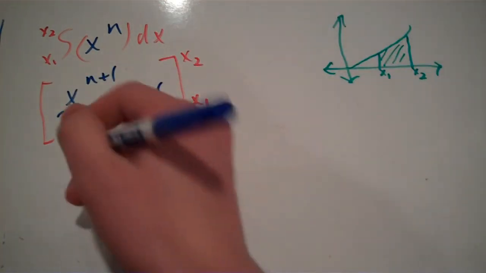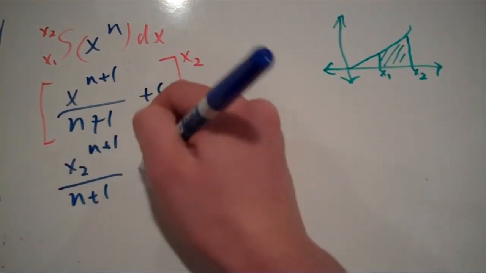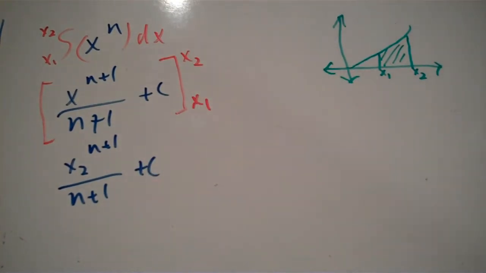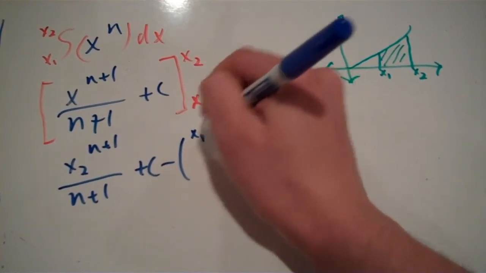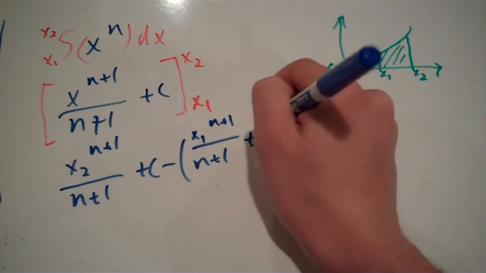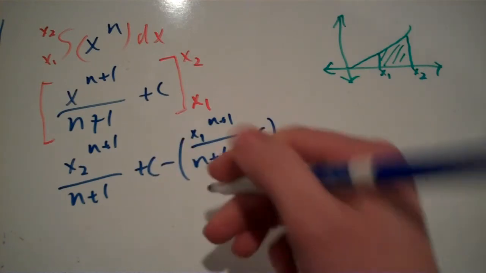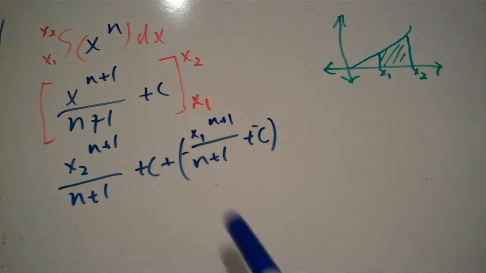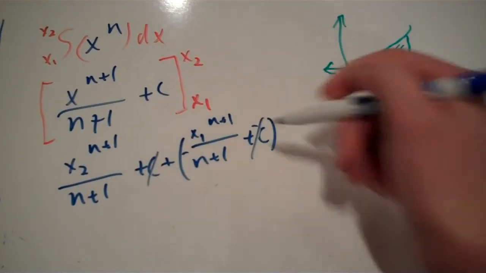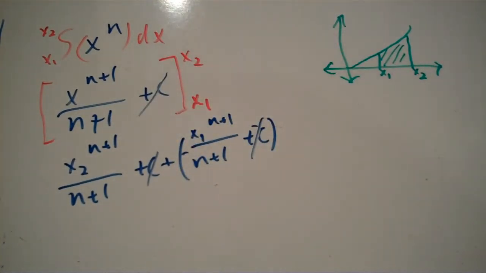So that means we'll have x2 to the n plus 1 over n plus 1 plus c. And now we're going to subtract our other limit. So it will be minus x1 to the n plus 1 over n plus 1, then plus c. Now, if we distribute that negative, or this subtract sign really, we get a negative first limit and a negative c. Now, c plus a negative c gives us 0. So the constants cancel out. And that is why you do not need to include the c when you are figuring out a definite integral, because it just cancels out later.